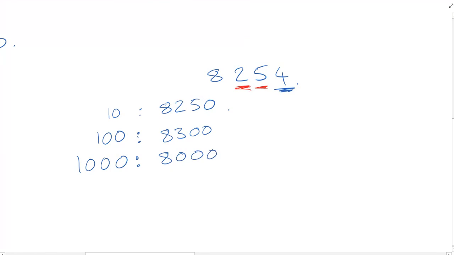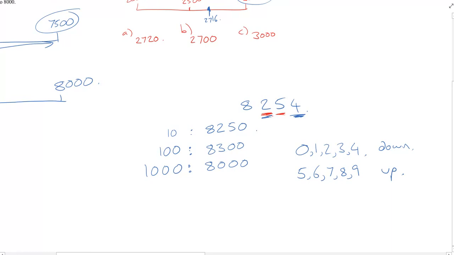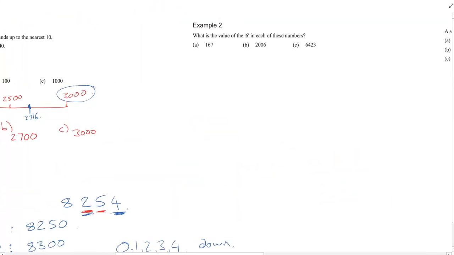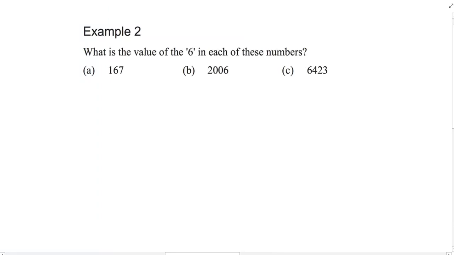So those are our 3 answers if we're rounding this number to 10, 100, and 1,000. In summary, if we see that critical number being a 0, 1, 2, 3, or 4, we're going to round down. If we see that critical number being a 5, a 6, a 7, an 8, or a 9, we're going to round up. And if we can remember those rules, we should be able to answer pretty much any question.